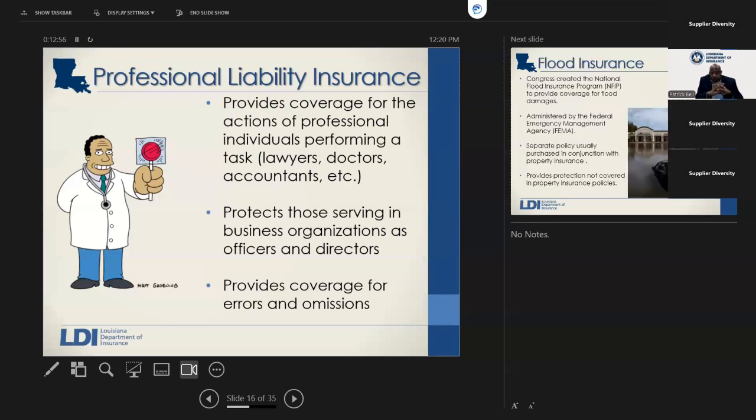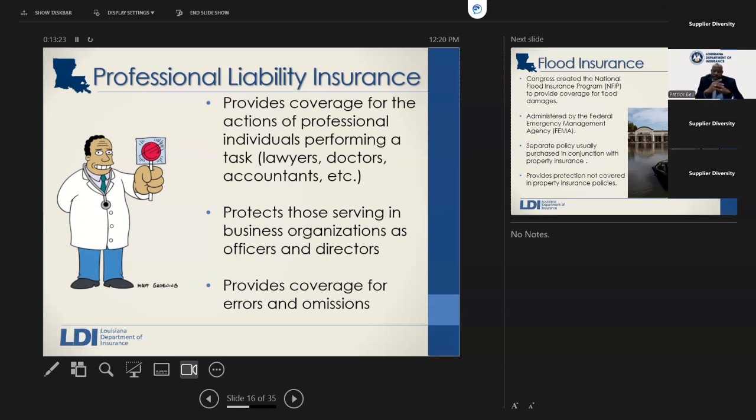Professional liability insurance provides coverage for the actions of professional individuals performing a task. Lawyers, doctors, accountants, insurance agents, investment advisors, consultants, all of those kinds of folks would definitely need to look at professional liability insurance. It also provides protection for those serving in business organizations, such as officers and directors. And it will provide coverage for errors and omissions.